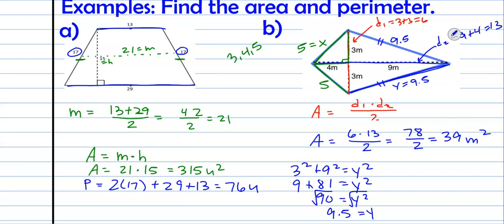So I get it. These can be a lot of work, but I think we can handle it at this point in the year. So perimeter is going to be 2 5s plus 2 9.5s, which ends up being approximately 29 meters. All right, that one is done. Go ahead and work on 10.2 practice.